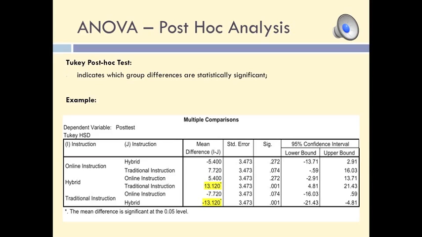In our example, we can see that the difference between hybrid instruction and traditional instruction is the only one that is statistically significant. Of course, the difference between the average for the traditional instruction and the average for the hybrid instruction is also marked as statistically significant because it is actually the same difference, only in the inverse direction. The other two differences, online minus hybrid and traditional minus online, were not statistically significant.